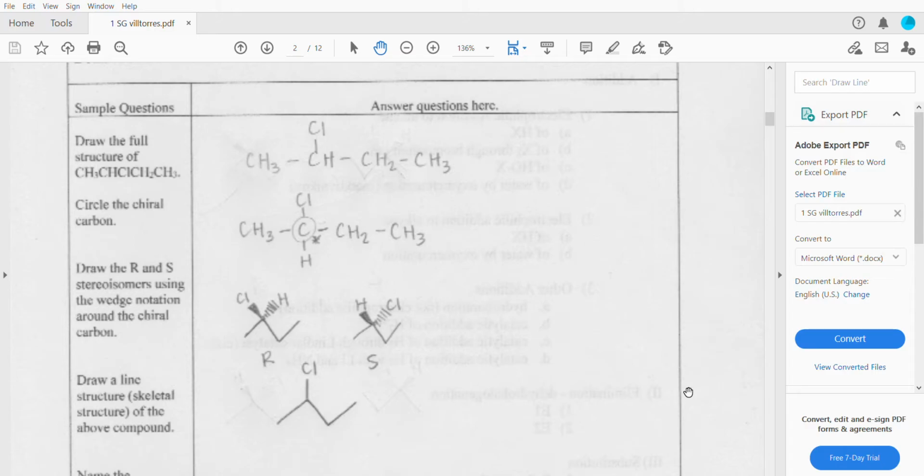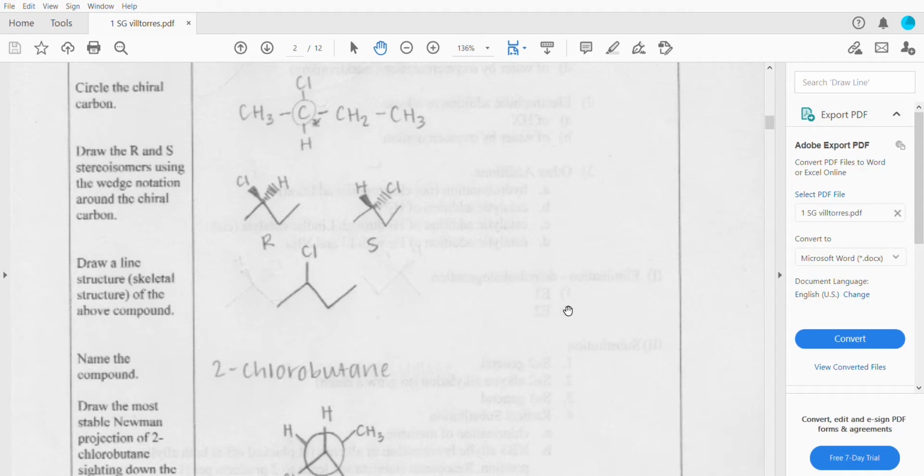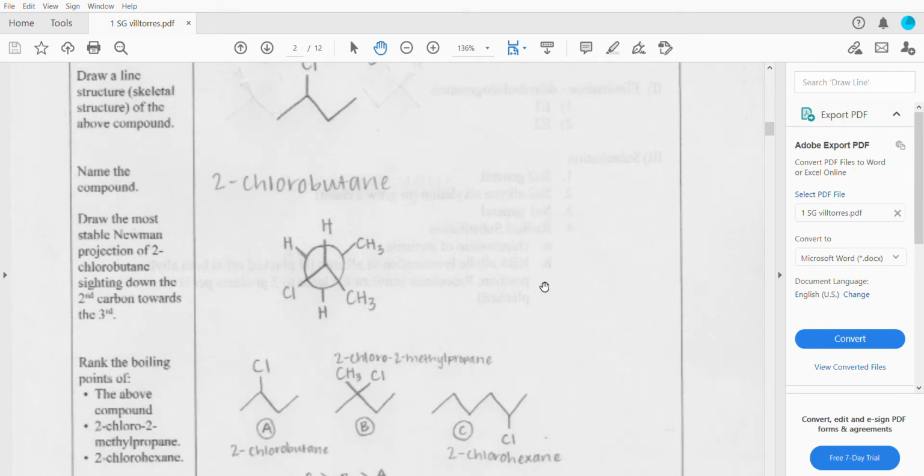We need to draw the full structure, and we know CH3, CHCl, CH2, CH3. When you draw this full structure and find the chiral carbon, you can see this is a chiral carbon, which is bonded with four different groups. And we can draw its R and S stereoisomers. You can see wedge and dash on this carbon and this carbon. This is R and S. This is its skeletal structure, and the name is 2-chlorobutane.